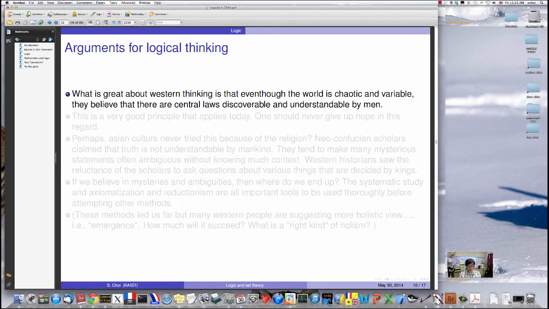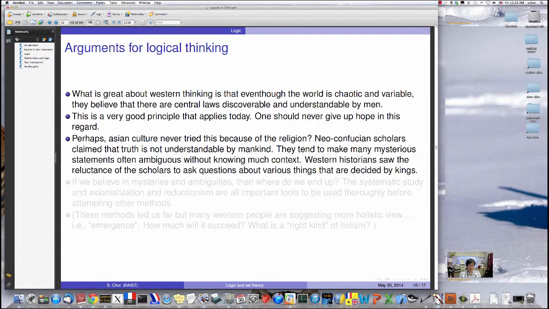So why should we be doing logic? The arguments for logical thinking are as follows. What is great about Western thinking is that even though the world is chaotic and variable, and there are so many cheatings going on, they believe that there are central laws discoverable and understandable by man. I think this is somewhat a Christian belief. This is a very good principle that applies today. One should never give up hope in this regard. Otherwise, we will be accepting chaos.